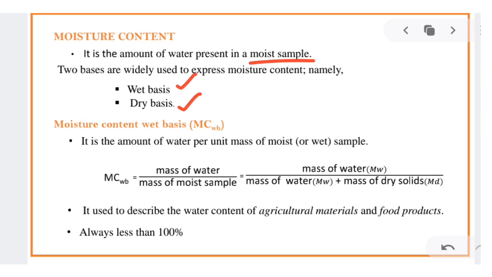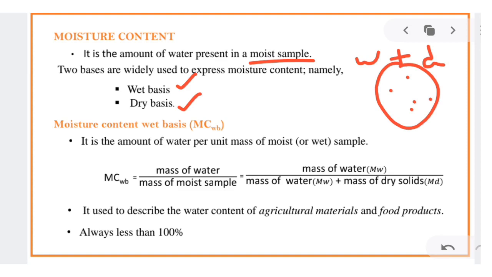Any moist sample consists of water plus dry solids. So we can write the moisture content on wet basis as the ratio of mass of water to the mass of water plus dry solids. It's most commonly used in the context of agriculture materials and food products. For example, a farmer is selling his grains having moisture content 12% to some middleman or an industry person. There, 12% means moisture content on wet basis.